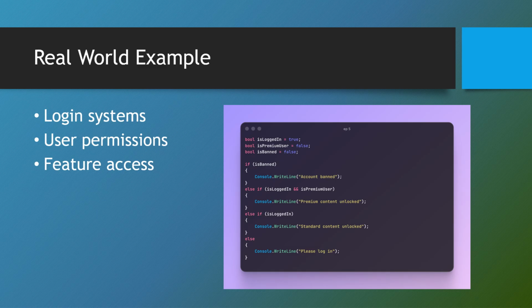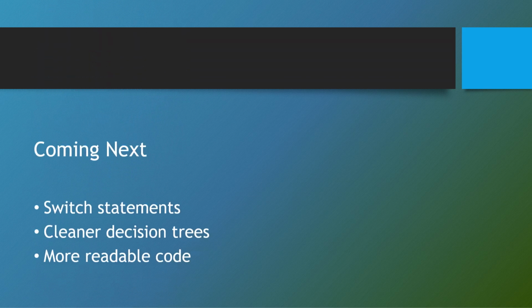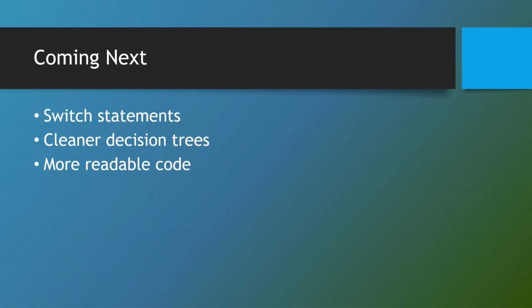What you learned in this lesson. In this lesson, you learned how else if statements allow your program to make multiple decisions. You learned how logical operators let you combine conditions. And you learned how to structure clean, readable logic that scales as your programs grow. In the next episode, we'll look at switch statements and how they can simplify certain types of decision-making even further.